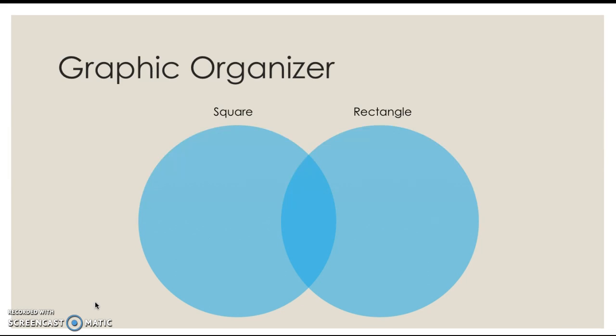So for my graphic organizer, I'm going to have a Venn diagram, and what I'm going to do is have them list all the facts about the square and the rectangle, and then in the middle here, I'm going to have them tell me how they think a square and a rectangle are alike.